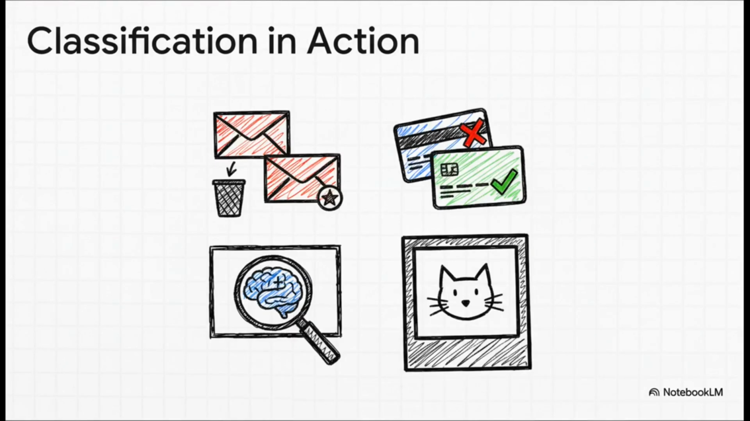And here's classification in action. Remember that spam filter? Classic classification. Your bank flagging a weird charge as fraud or genuine? That's classification too. In healthcare, it can help decide if a scan shows disease or no disease. And of course, it's what lets your phone look at a picture and say, yep, that's a cat.